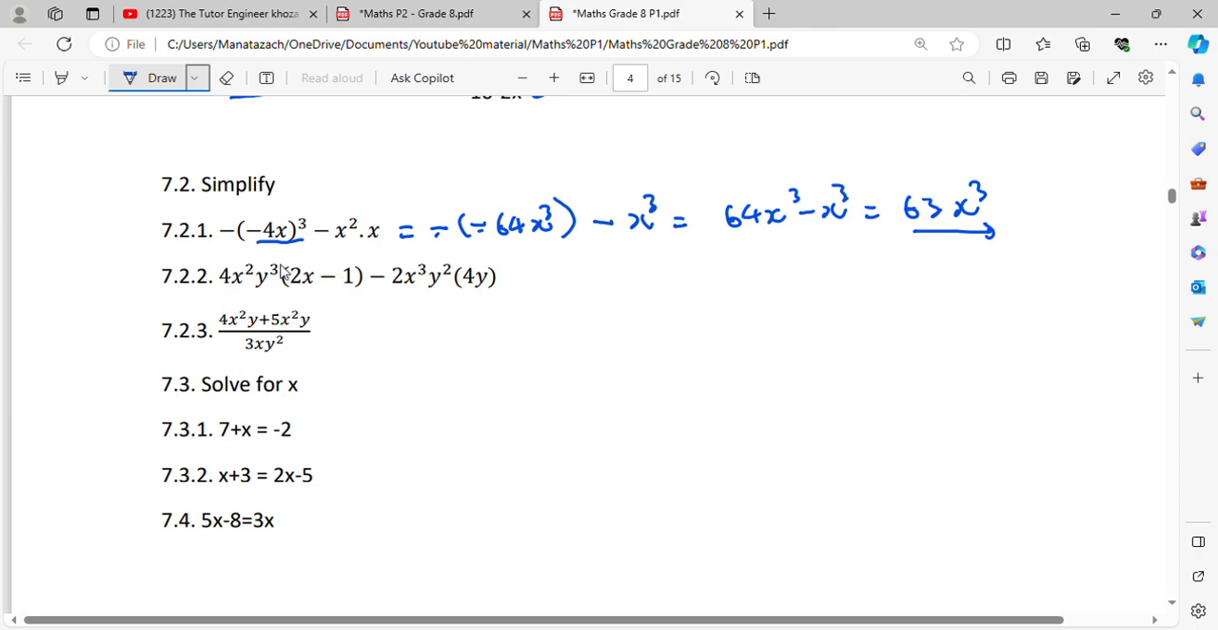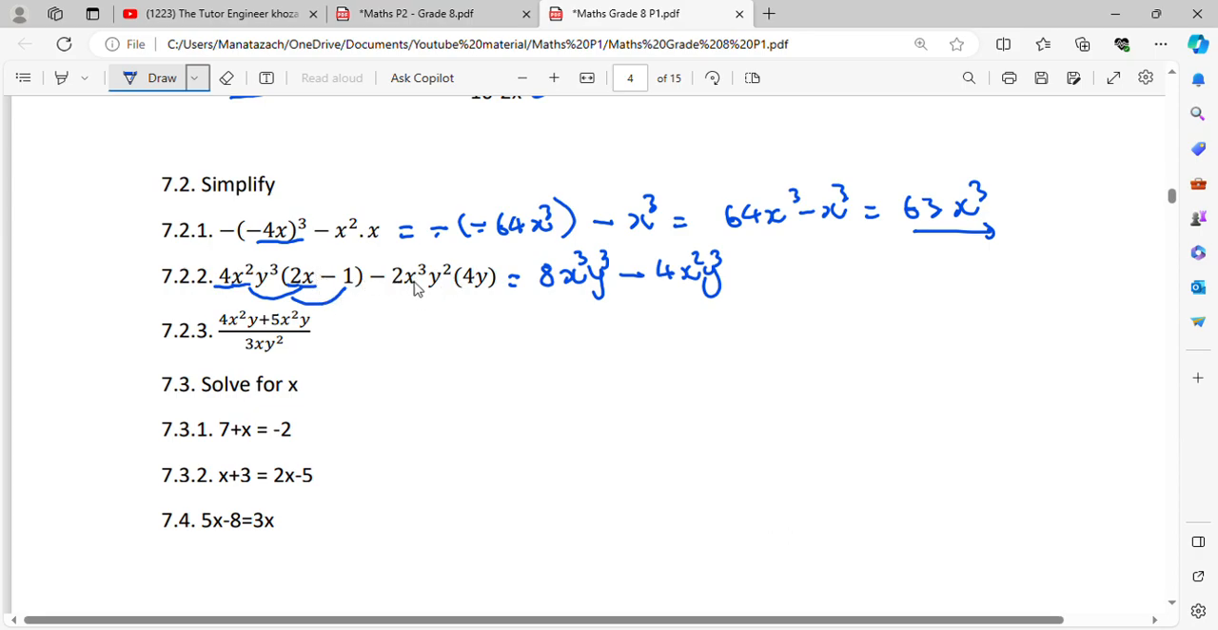Okay, so let's go to 7.2.2. We have to simplify this expression. Our first step is to multiply inside the brackets. Let's do so. 4x squared: you have to multiply 4 and 2 first, you'll get an 8. Then x squared times x will give you x cubed. y cubed you will maintain as it is, and any number multiplied by 1 would be that number, and then we're done with this term.